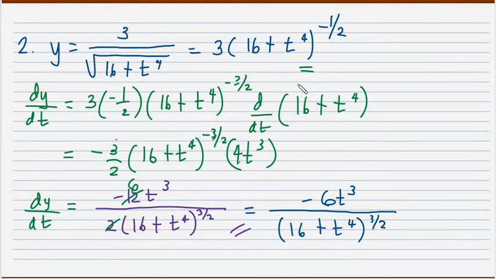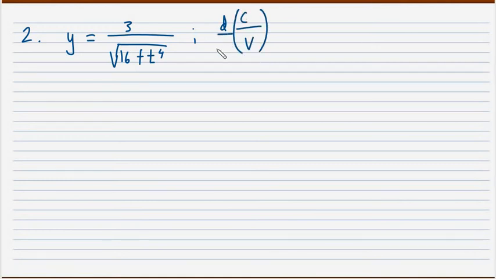Okay, so let's go ahead and solve the same problem using another formula, using the derivative of c over v. So we have y is equal to 3 over the square root of 16 plus t to the fourth. This is to give you an option on what formula is more comfortable for you as the solver. So here we will use the derivative of c over v. Okay, so the derivative of c over v is negative c times the derivative of v with respect to x, all over v squared. So let's go ahead and apply that formula.